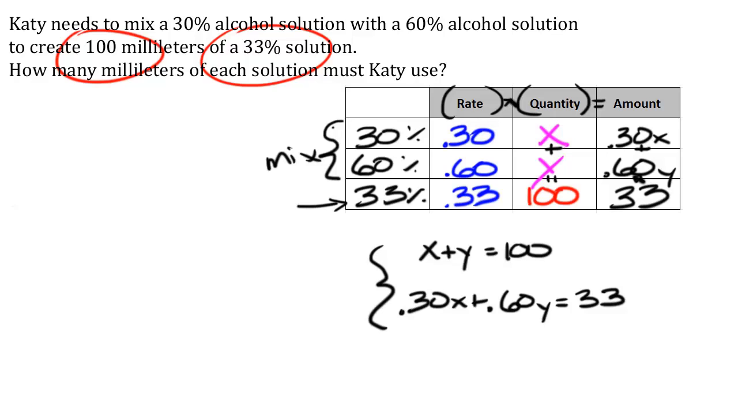And here is my system of linear equations that I could use to solve this. And again, x represents the amount of 30% solution I would use, and y represents the amount of 60% solution I would use.